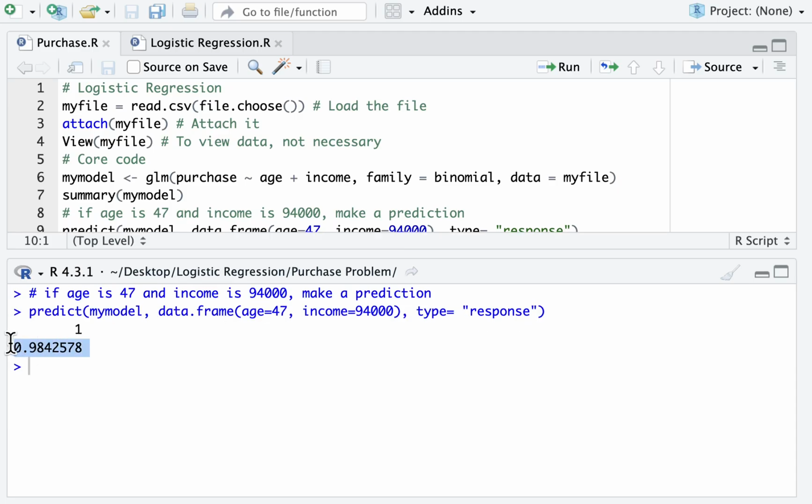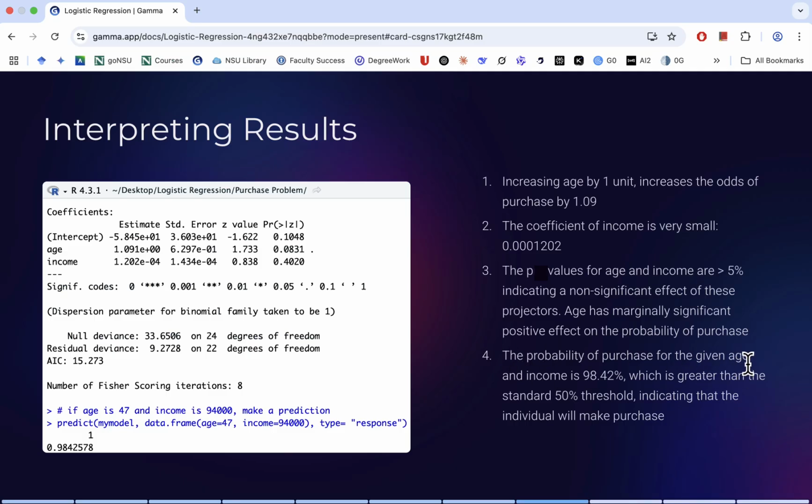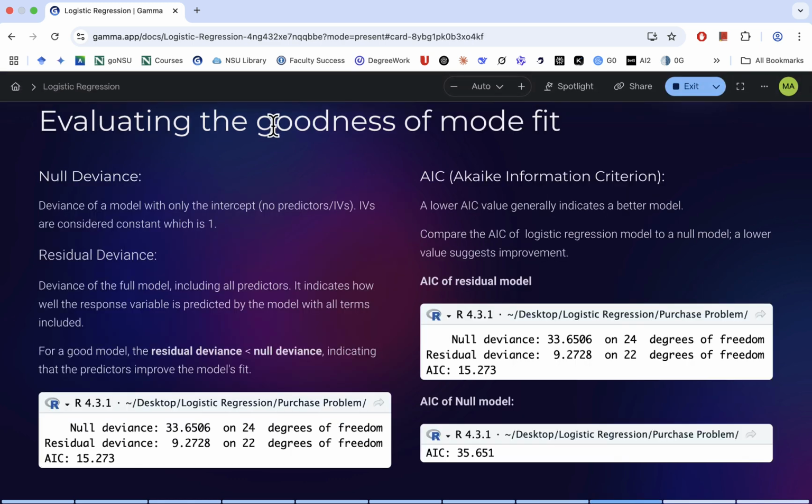It shows that the probability will be 98.42%. So the probability of purchase for the given age and income is 98.42%, which is greater than the standard threshold value of 50%, indicating that the individual will make a purchase. The next step is to determine how good our model is, and for that purpose we use two methods.